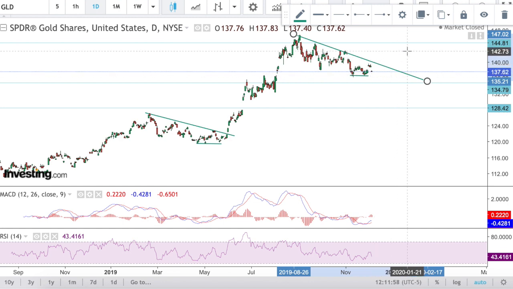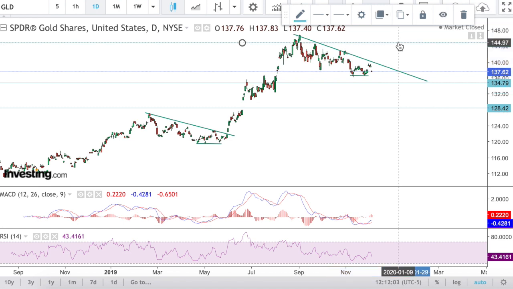And for active traders, obviously, a nice reasonable target would be this $144 level. But for more long-term investors like myself in gold, I'm really looking to invest in gold for the long run. A break of this trend line could definitely be a good investment opportunity for the months and years to come, and not just to this $144 level, but perhaps much beyond that.